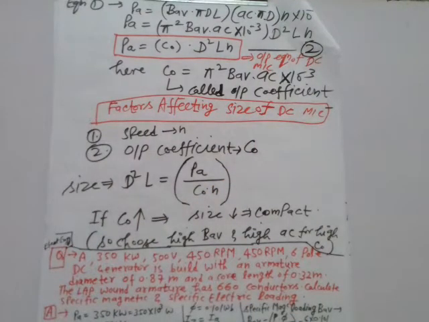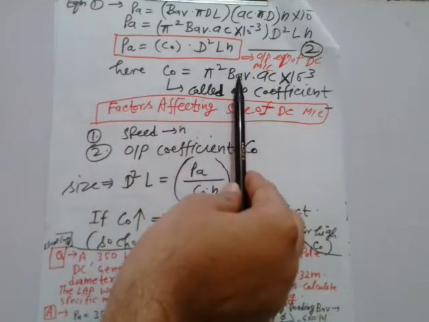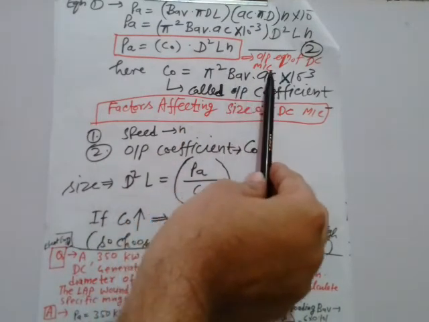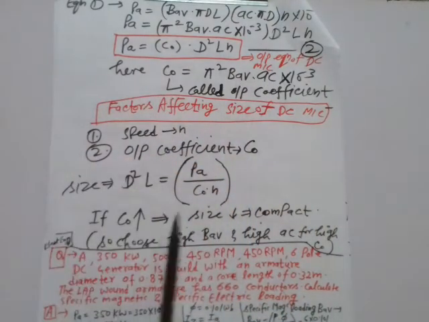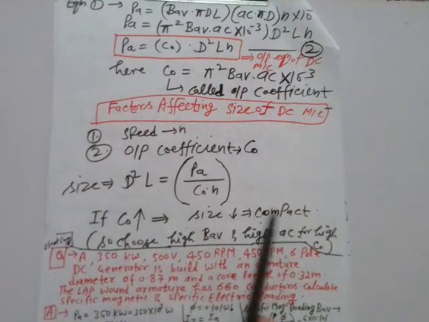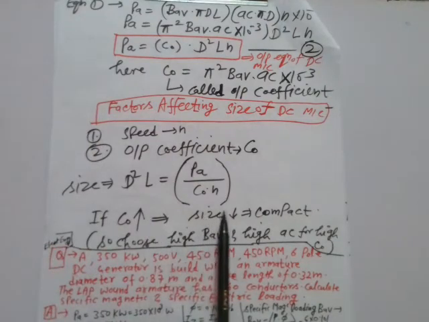For high specific magnetic loading and high specific electrical loading, the output coefficient C naught will be high, because it is directly proportional to specific magnetic loading and specific electrical loading. If both are high, then C naught will be high. If C naught is high, then the d square L product will be less, so the machine will be compact, and vice versa.